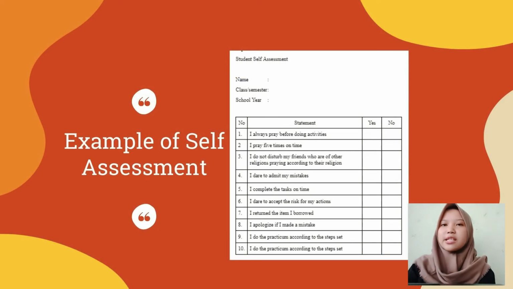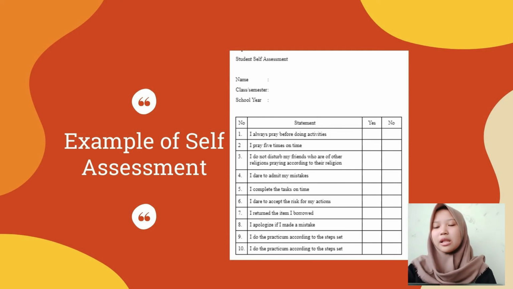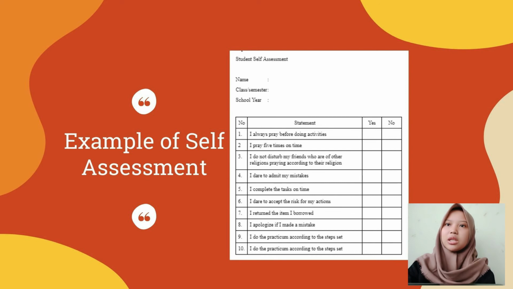Next is the example of self-assessment. The self-assessment consists of name, class, semester, and school year. Then below there is a table that consists of statements. The statements are flexible according to our needs. Then beside the statements there is an assessment format. It can be in the form of scoring guidelines, check mark list, or rating scale.